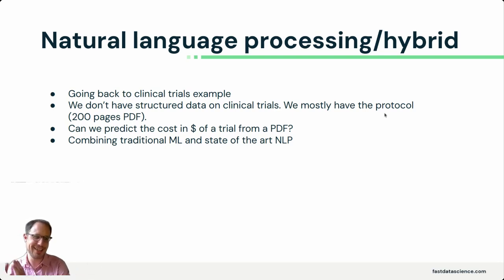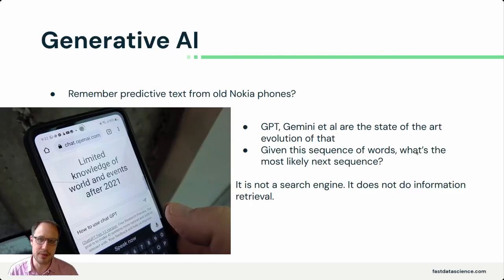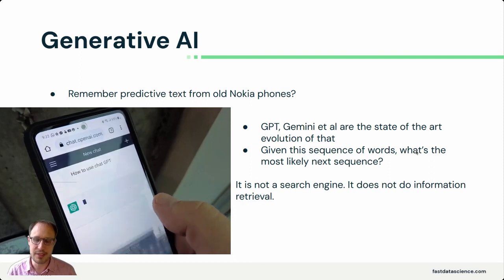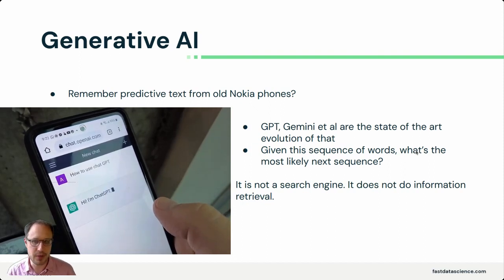using the simpler kind of machine learning, and you get advantages of both the state-of-the-art NLP and the simpler machine learning. You can also even combine generative AI into this. So really, this is a hybrid approach where you get the advantage of both worlds.